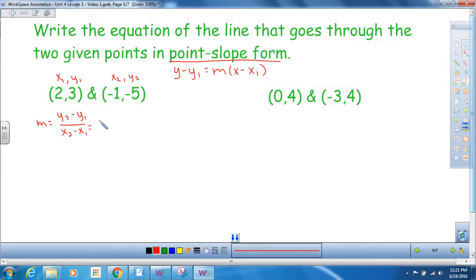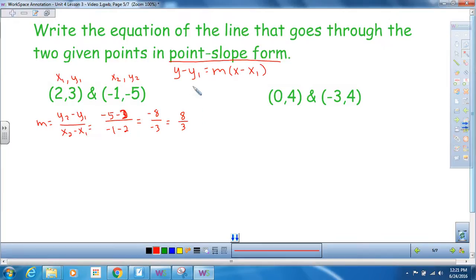Okay, so if I find my slope first, I'm going to do -5 minus 2 over -1 minus 2. I'm sorry, I should do -5 minus 3 up here. Okay. So -5 minus 3 is -8. -1 minus 2 is -3, and we want to reduce. It does not reduce, but a negative over a negative is a positive. Okay, so there's my slope.